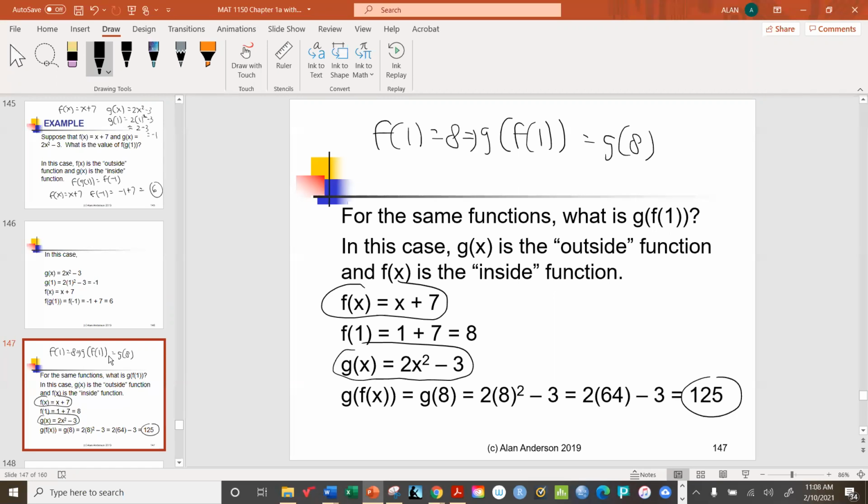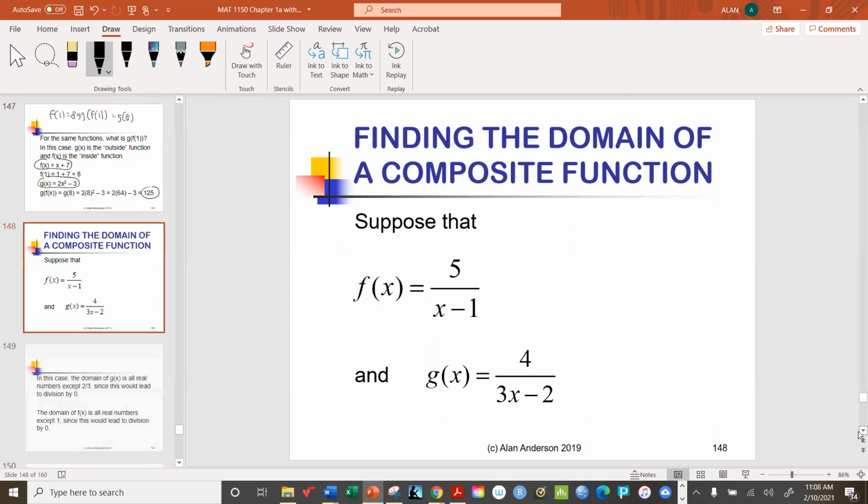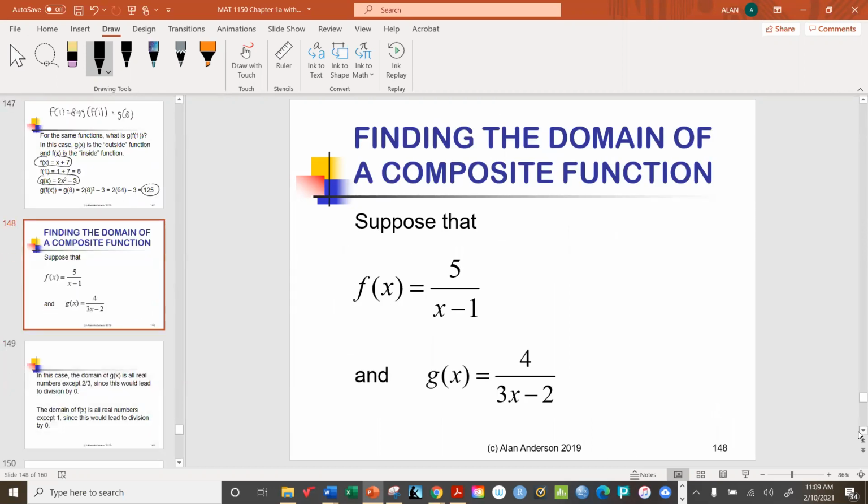All right, let's see what's next. Oh, domains. Now we have to figure out the domain of this composite function. Now that's going to be a bit of a challenge.